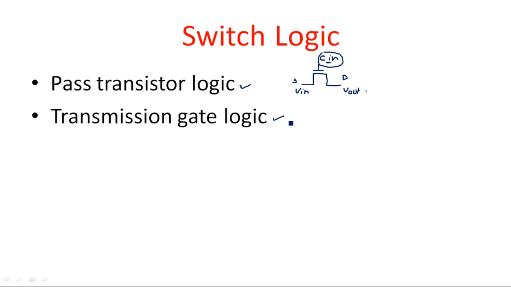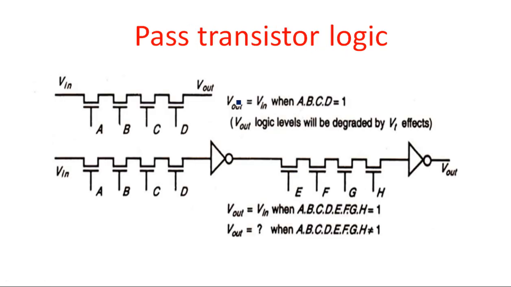And another one is the transmission gate. We have a drawback with respect to the pass transistor logic, and that can be avoided using the transmission gate. I will explain each individually when we go into these topics. Coming to pass transistor logic, it has a series of pass transistors. A pass transistor is a single transistor with a control input, and the input is transferred to the output when the control input is at logic 1.